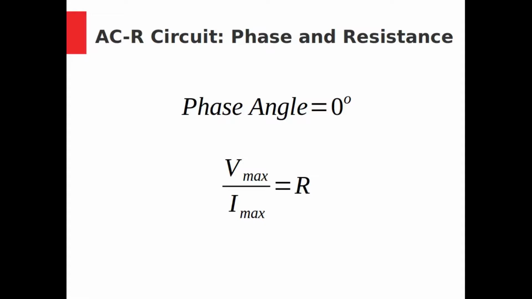Just like in the DC circuit, the voltage and current are in proportion to each other. If we just compare the amplitudes, the maximum voltage and the maximum current, we could say that Vmax over Imax equals R.